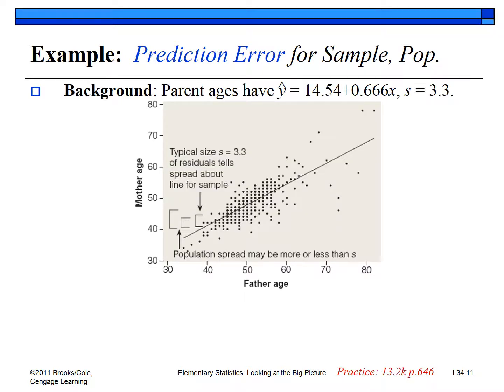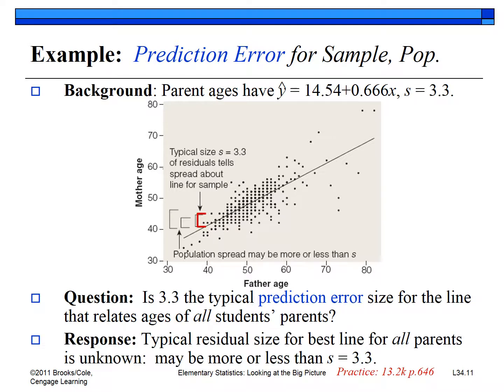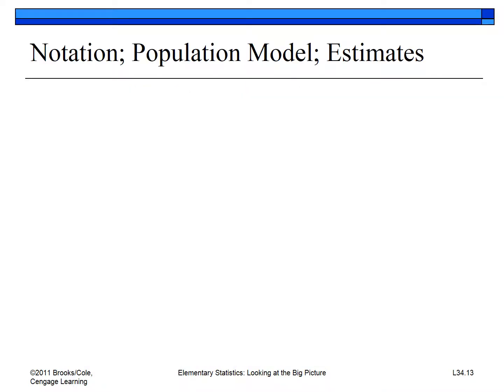So remember that S is the typical residual size. That tells us how far away the points in our sample are from the regression line in general. So is 3.3 the typical prediction error size for the population? Well, again, we don't know. It might be a little bit smaller. It might be a little bit bigger. But we can guess that it's probably close to 3.3.